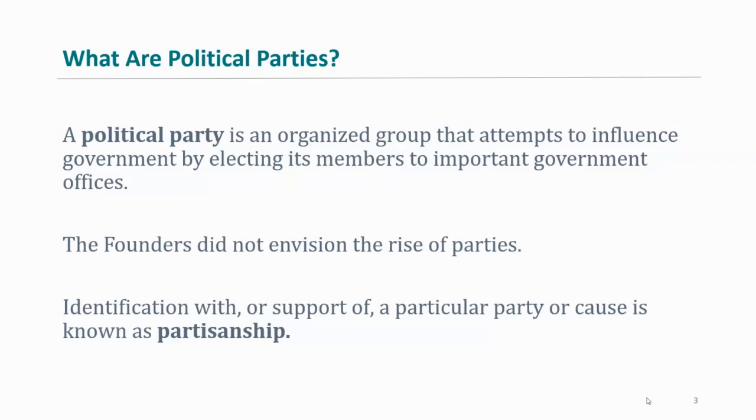Now, the founders did not envision the rise of parties. In fact, they were very much against it. George Washington, in his farewell address, discussed this. He did not want to see political factions begin to form. However, it's not surprising that the political factions would ultimately form, because if we go back to chapter 2, remember we talked about the Federalists and the Anti-Federalists, right? So there was already a political division within the founders themselves. So it wasn't surprising that eventually the founders would splinter off into these two groups, right?